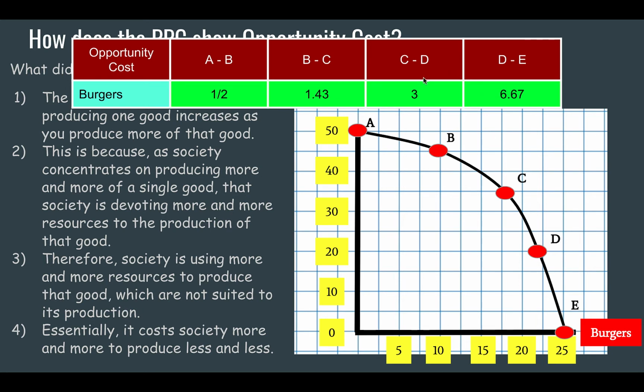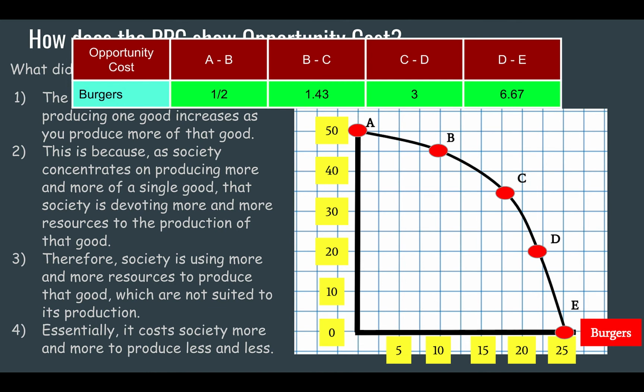C to D, 6 times the original amount and over twice the second amount. And as we can see from D to E, so all the way along, the amount of hot dogs that we had to give up, which was a half moving from A to B, is 1.43 from B to C. From C to D, to increase the production of burgers by 1, we had to give up 3 hot dogs. And then D to E, to increase the quantity of burgers produced by 1, we had to give up almost 7 hot dogs.